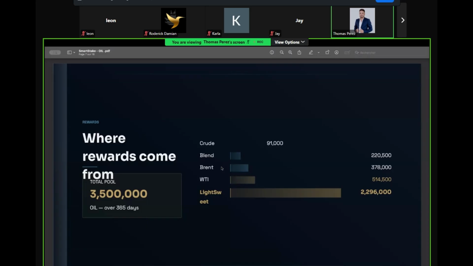So right now it was initialized with the fixed amount of 3.5 million oil, and this pool is divided across the 5 tiers. And what's important here is that the distribution is not equal. Higher tiers receive a significantly larger portion of the rewards. And then this pool is released over time, linearly over 365 days. So every day, a portion of the pool is distributed, which means the system is predictable, but still dynamic in how rewards are shared.